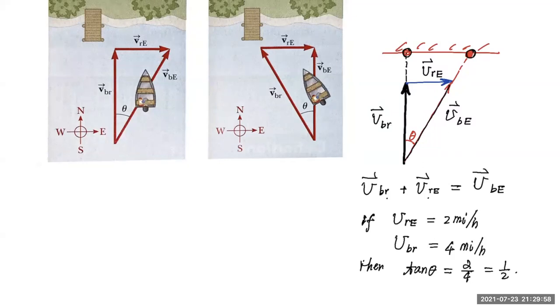Okay, so that's one case, which corresponds to the diagram on the left side, this diagram. Now, suppose you insist on getting the dock right across. You don't want to end up somewhere downstream.